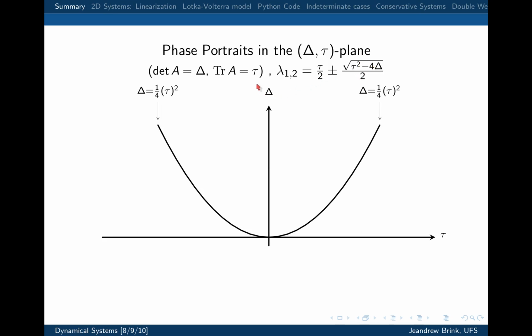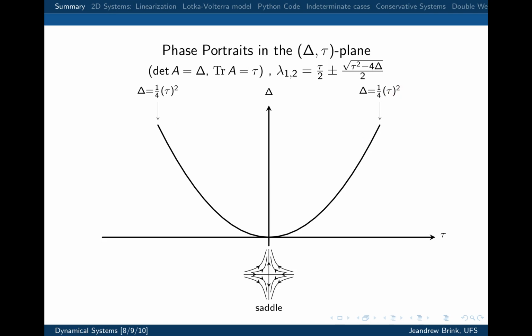And so on this plot now, I'm going to put all the possible phase diagrams we have. So once again, the determinant is vertical, the trace is horizontal, and the parabola is the difference between real and imaginary eigenvalues.